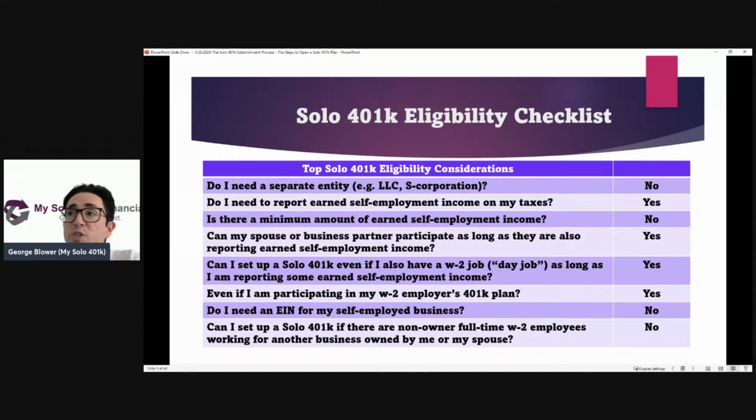Again, a spouse or business partner can participate as long as your spouse or business partner is reporting their own earned self-employment income, like a separate Schedule C or W-2. You can set up a solo 401k even if you have a W-2 job, right? A day job. As long as you have that separate earned self-employment income. You could even have a solo 401k if you participate in your W-2 employer-sponsored plan, so your day job 401k. Again, as long as you've got that separate earned self-employment income.